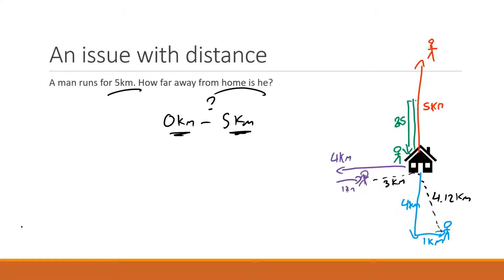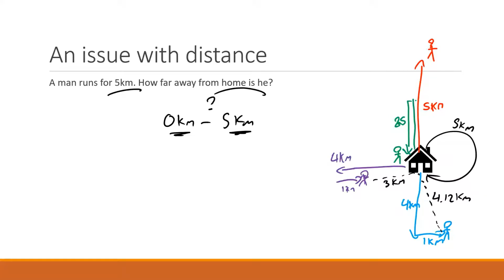So this is what we call a problem with distance. Just by saying this person traveled this distance doesn't mean you know how far away from home they are. They could have just run in a circle and gone back home, and that circle just happens to be 5 kilometers.